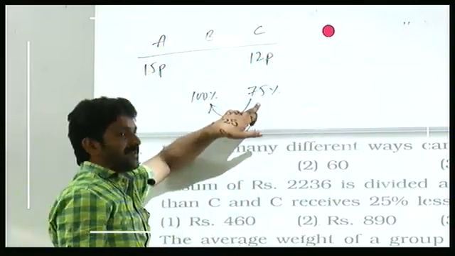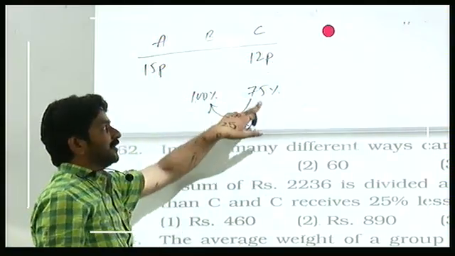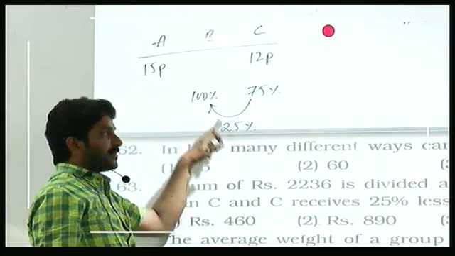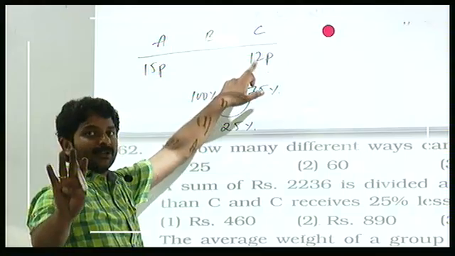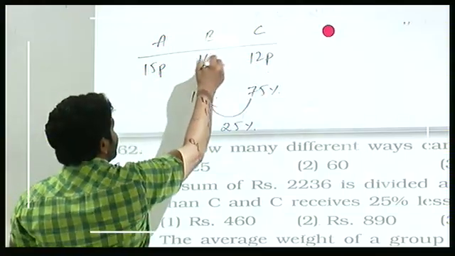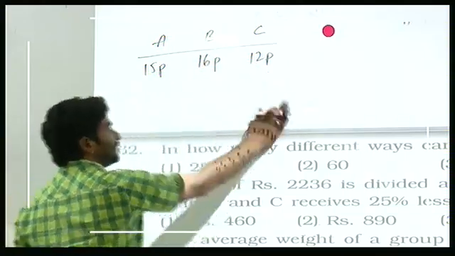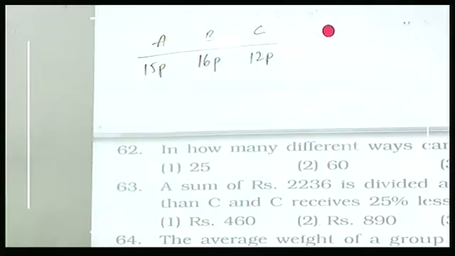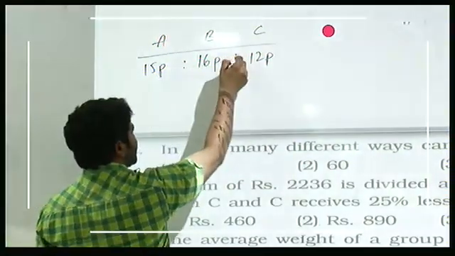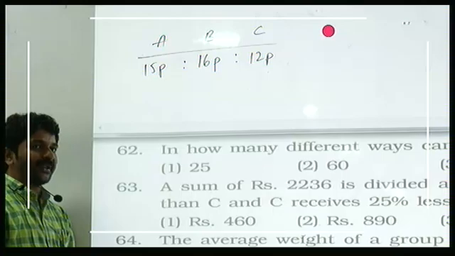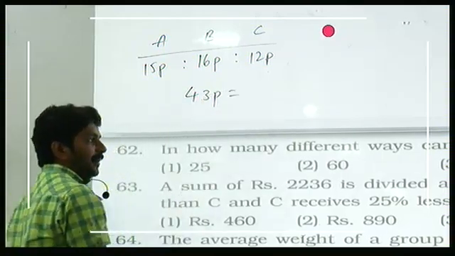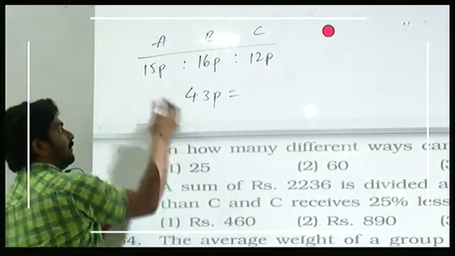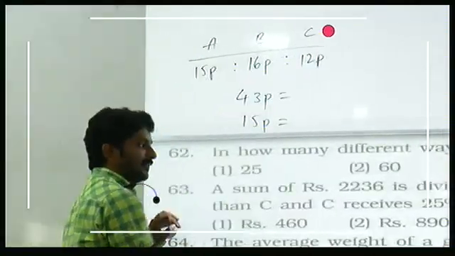If this is 75%, 100% is equal to how much? So if you add 25% to this number, you will get 100%. 1/3 of this number, 4 parts. 12 parts plus 4 parts, 16 parts. So B gets 16 parts. Ratio is 15:16:12. Total how many parts do we have? 43. 43 parts is the total. And you are asked about A's share. A's share is 15 parts.